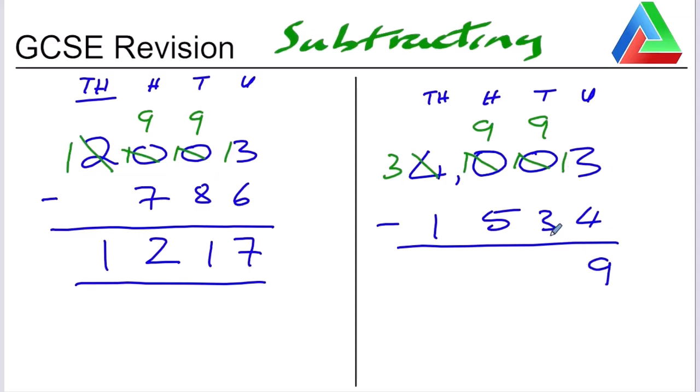9 tens take away 3 tens. 9 take away 3 is 6. 9 hundreds take away 5 hundreds. 9 take away 5 is 4. So 3 subtract 1 is 2. So our answer is 2,469.